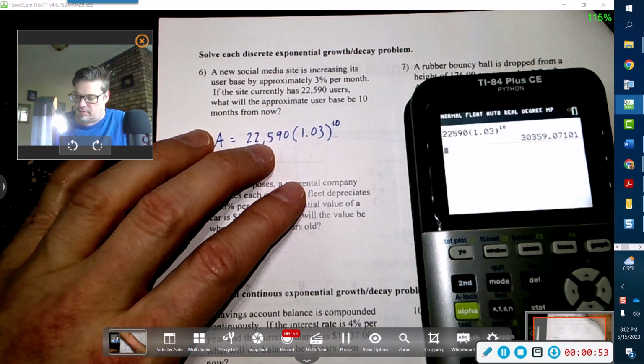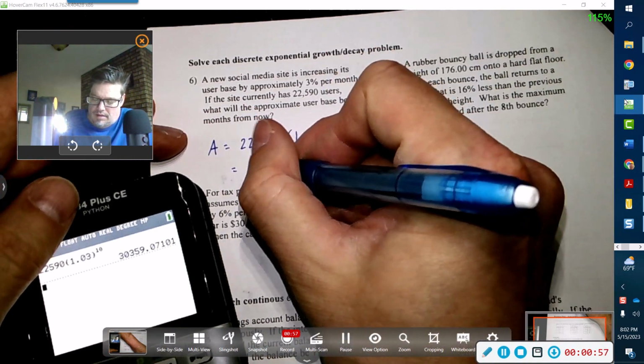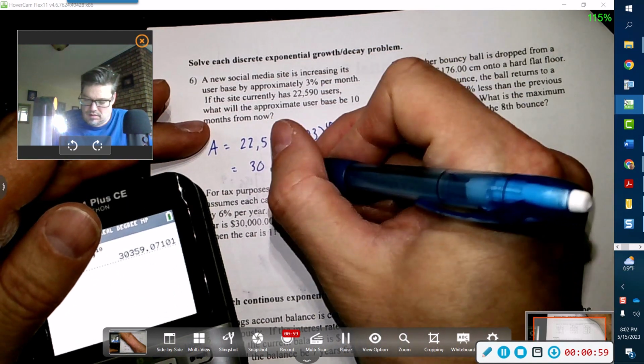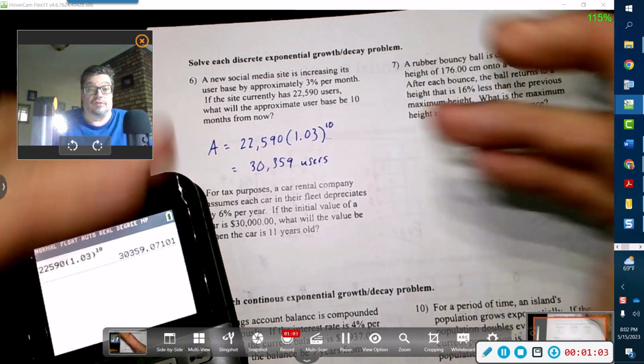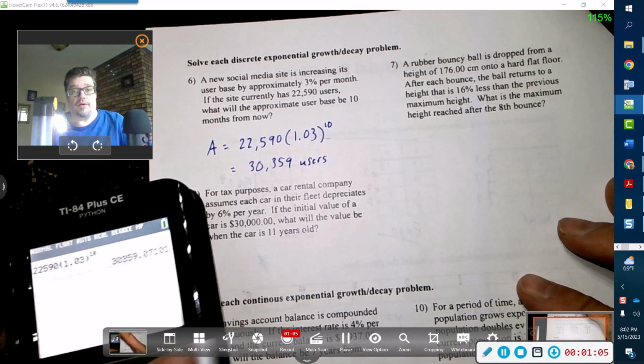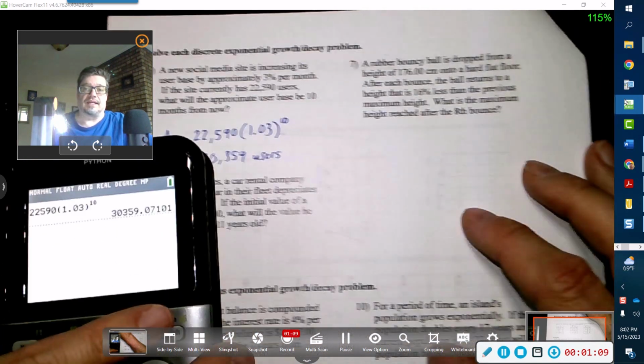Let me do it quick here. 30,359. And make sure you label it users. That's important. But notice that I trimmed off the decimal because 0.07 users doesn't make any sense.